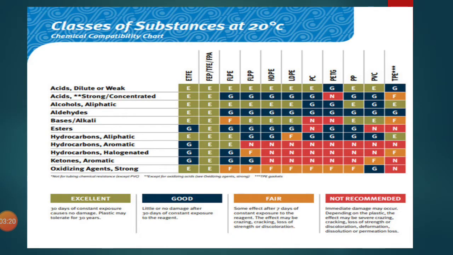Here's a picture showing the different types of plastics and their resistance to chemicals. As you can see at the bottom, it gives their degree of resistance in accordance to the different types of acids.